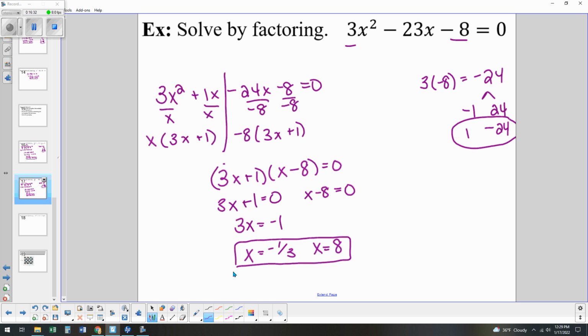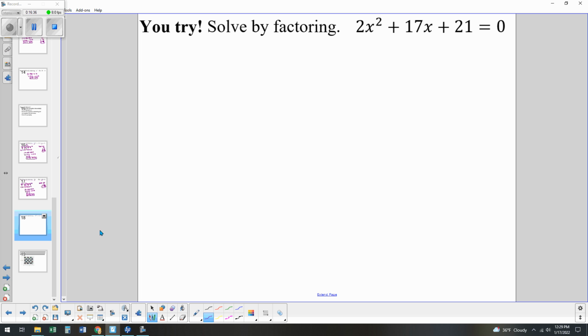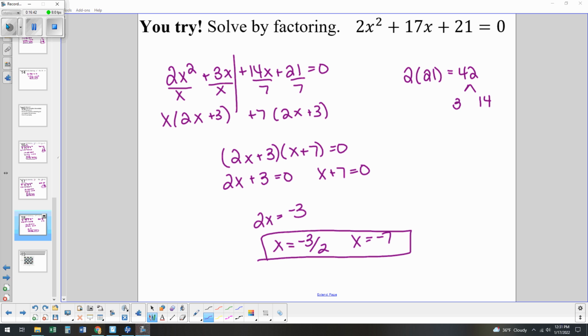All right, you're going to try the next one. You can pause and then check your answer. All right, so we get x equals negative 3 halves and x equals negative 7.